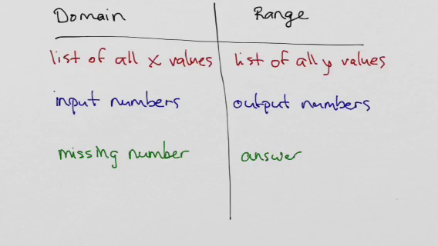It's a very important topic when we use functions. So first off, the domain is simply a list of all the x values in the problem. The range is the opposite. It's a list of all the y values.